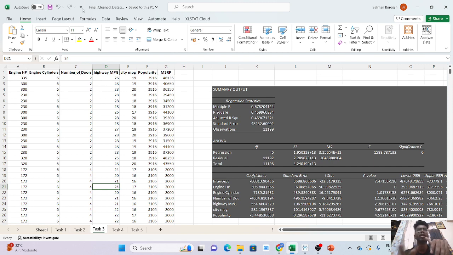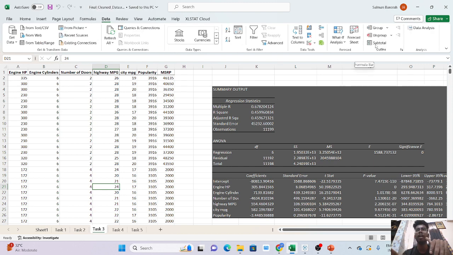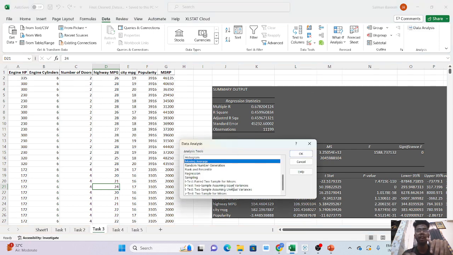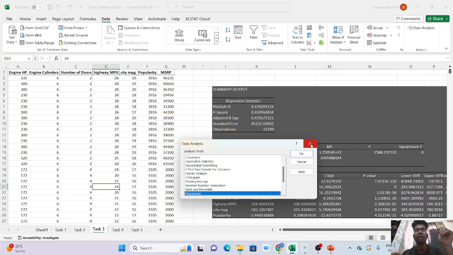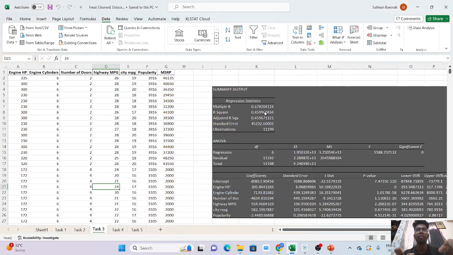If you go to the Data tab, there is a Data Analysis tab present, and in there we have Regression. We have given the regression, and for the x-axis we have given the engine HP, engine cylinders, and all the numerical variables except price MSRP. In the y-axis we have given the price. After that, what we found is that the R square value is 0.45.